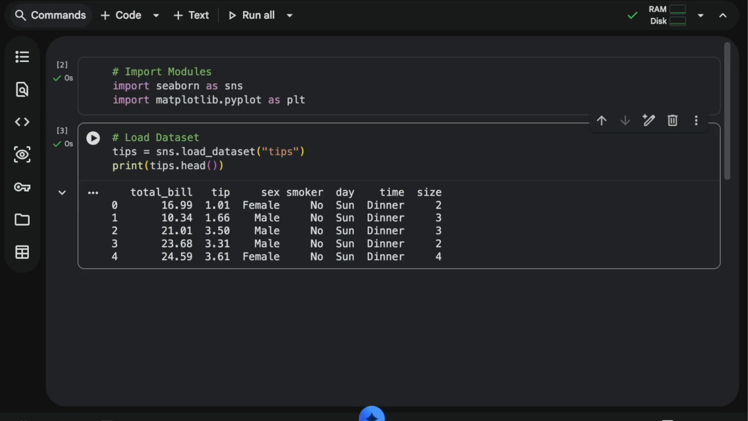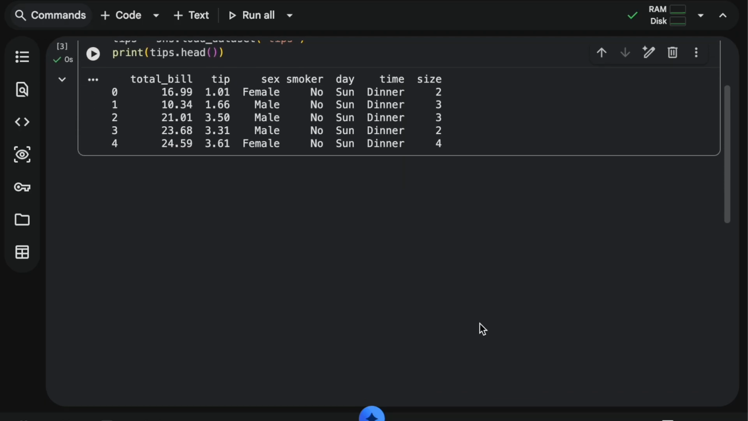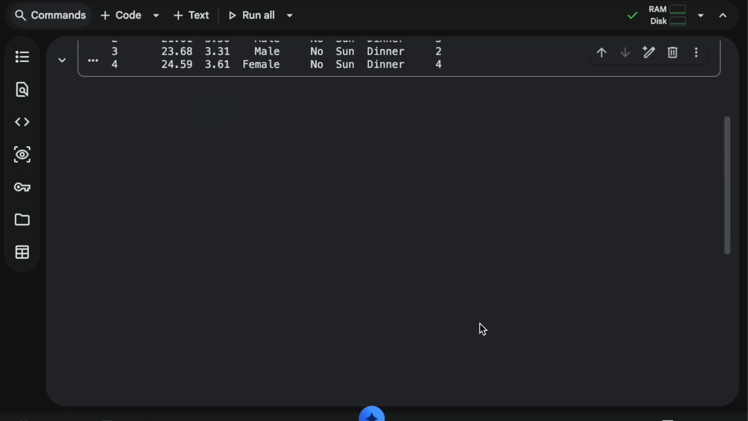The day column shows the day of the week the meal took place, such as Thursday, Friday, Saturday, or Sunday. The time column tells us whether the meal was lunch or dinner. Finally, the size column records the number of people in the party. With this dataset, we can easily create scatter plots, box plots, histograms, and other visualizations using Seaborn.